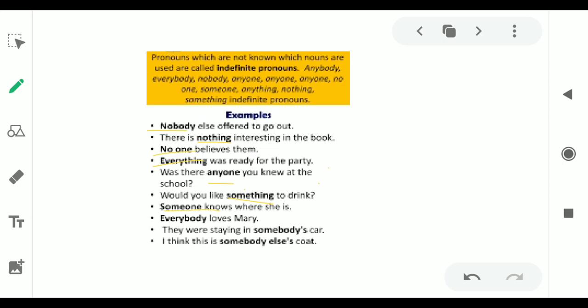Someone knows where she is. Someone is an indefinite pronoun. Everybody loves Mary. So everybody is an indefinite pronoun, and they were staying in somebody's car. So somebody is an indefinite pronoun. I think this is somebody else's quotes. So somebody else is an indefinite pronoun. I have highlighted the indefinite pronouns. You can go through these examples.